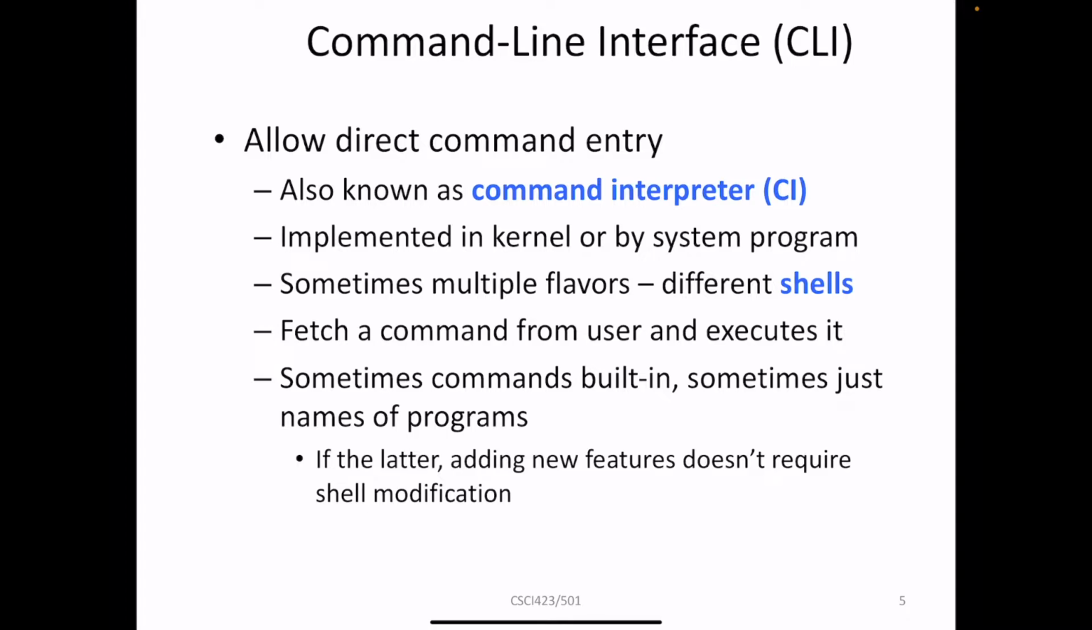Sometimes the operating system may provide multiple flavors as different shells. For example, Windows operating system also provides a command line interface. The default one looks like the one provided in the MS-DOS system. However, you can install other flavors of shells, for example, the Cygwin shell. Cygwin can provide most of the normal Linux commands.